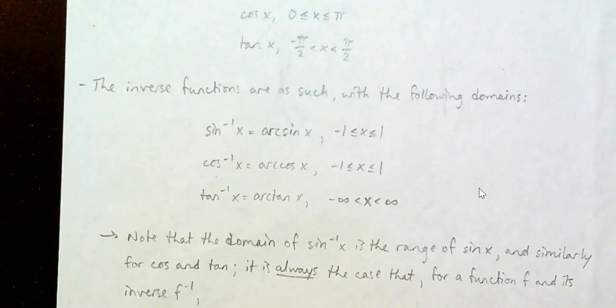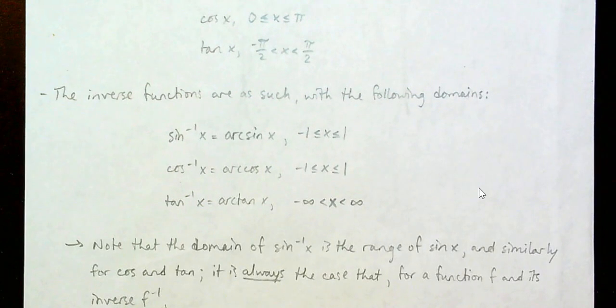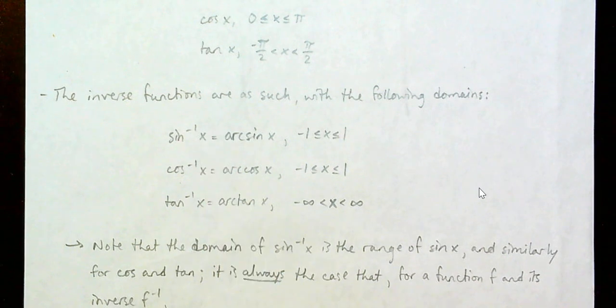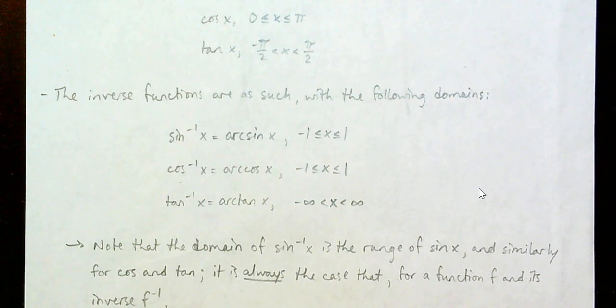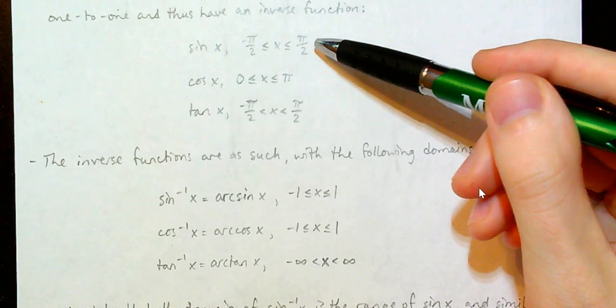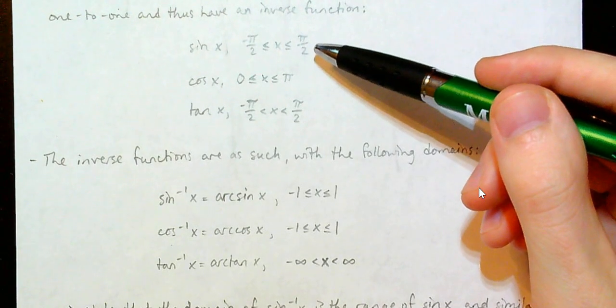The inverse functions are written as such. The inverse sine is sine with an exponent of -1 and then x, also written as arc sine x. That takes in x values between or equal to -1 and +1. And it's always going to spit out something between or equal to -π/2 and +π/2.